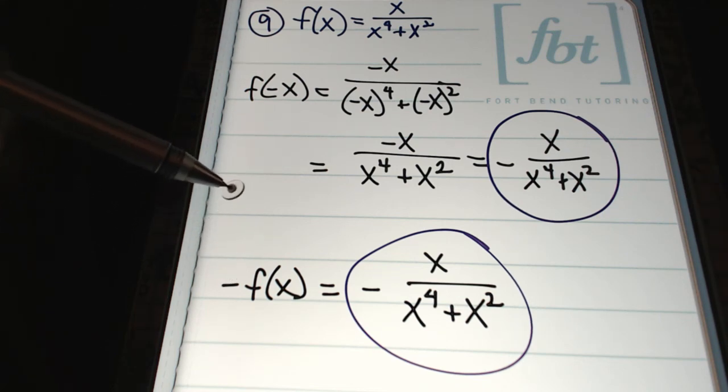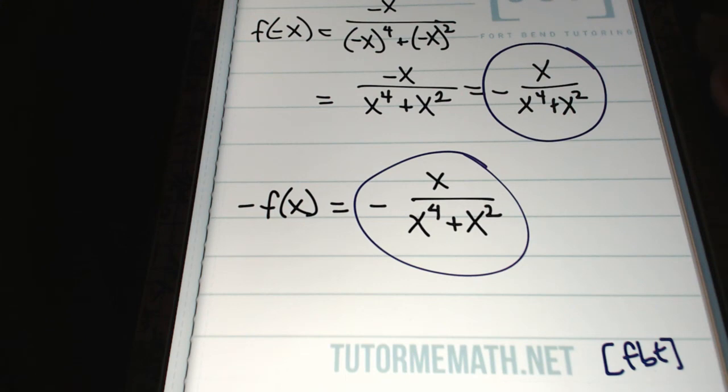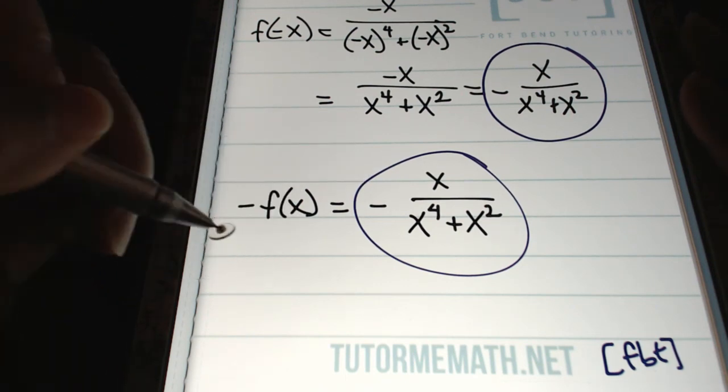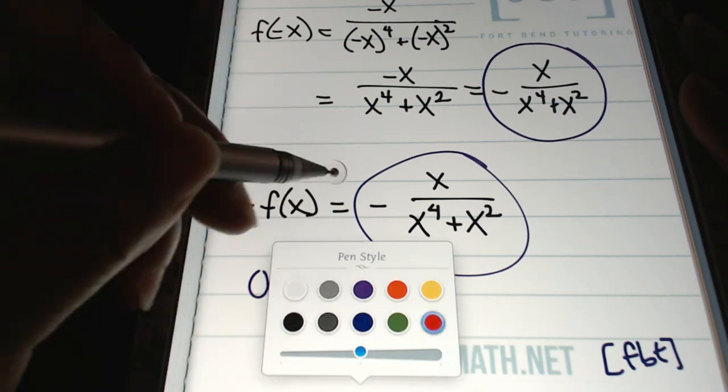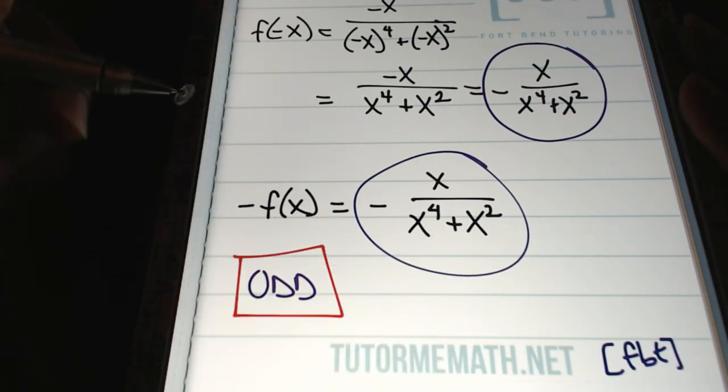What does this mean as far as having an even, odd, or neither function? Do you remember? It means that the result is neither. No, not neither. It means it's odd. This is an odd function, guys. Sorry, got carried away. It's an odd function.